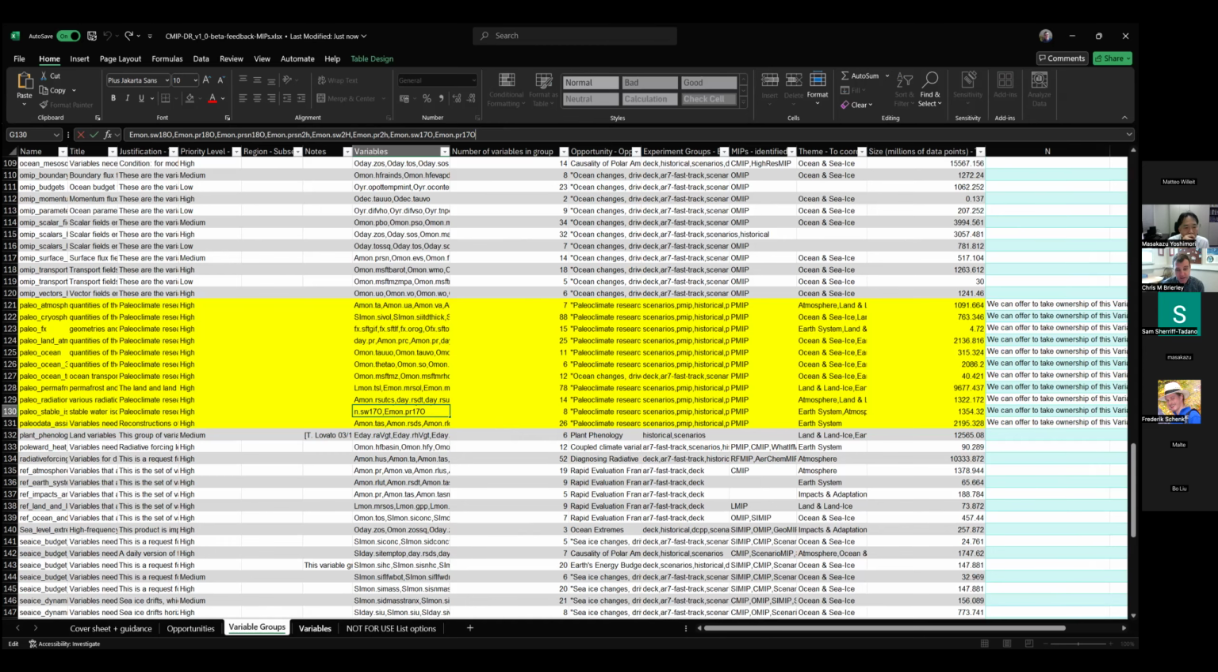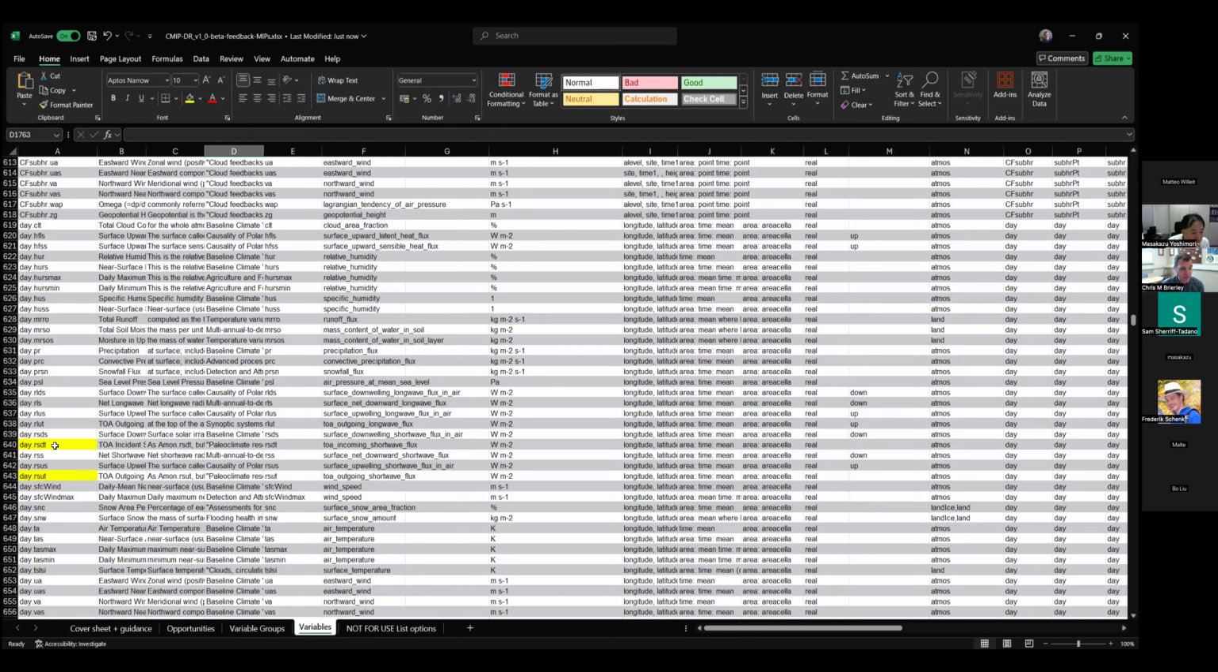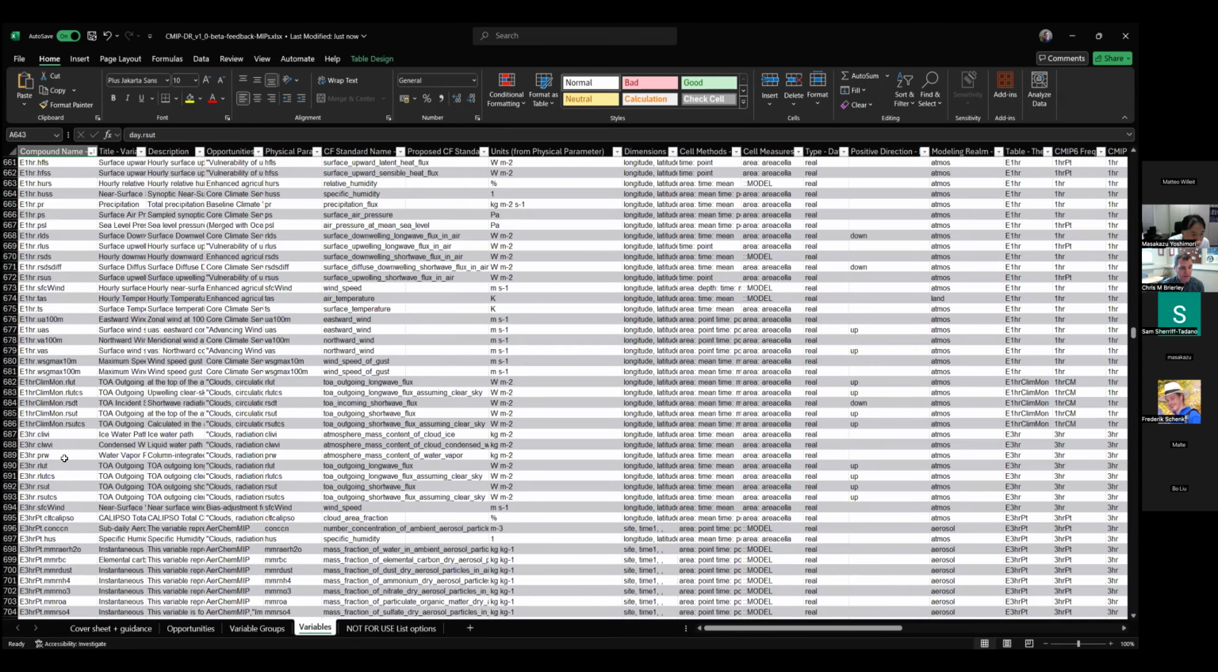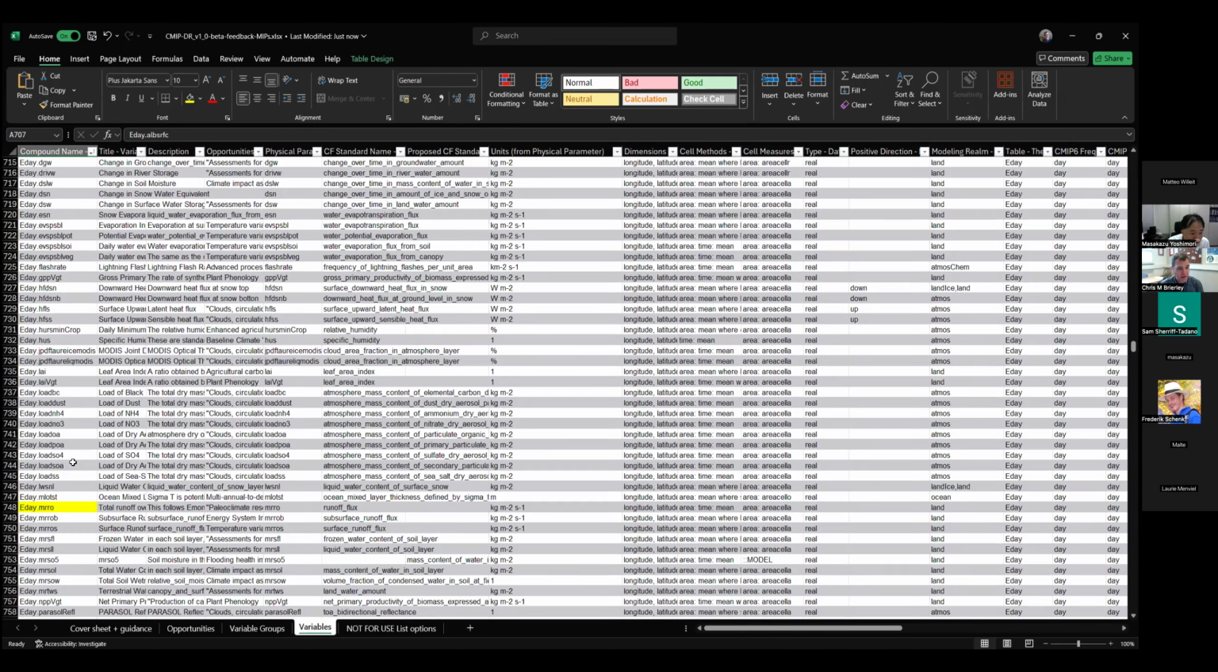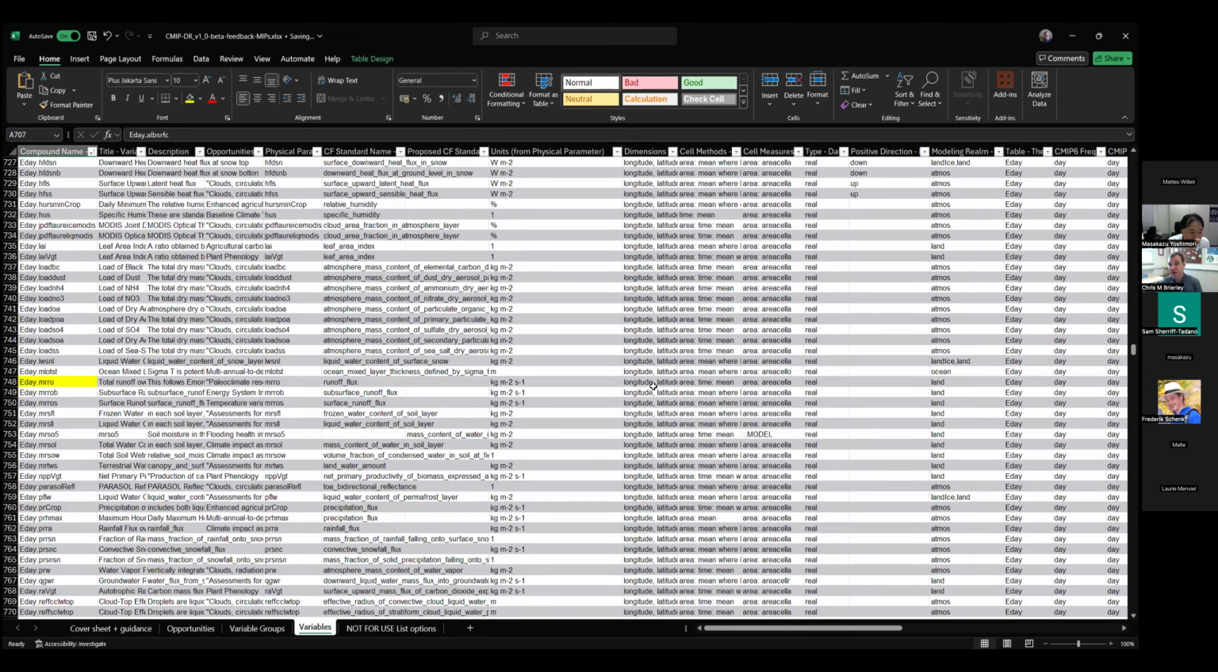And then finally, there are one or two variables that were not defined as standard, and we've had to create a definition. These are the ones highlighted in yellow here. If anybody has enough time to go through and check that we've got the precise definition of, say, the daily runoff flux, then that would be wonderful if we could have some feedback on that.